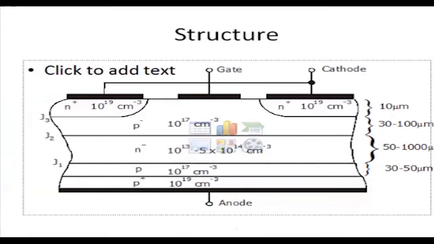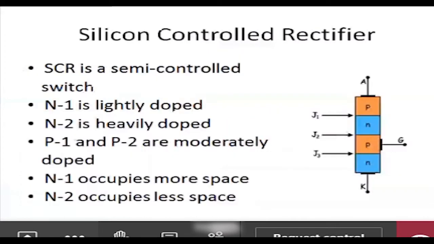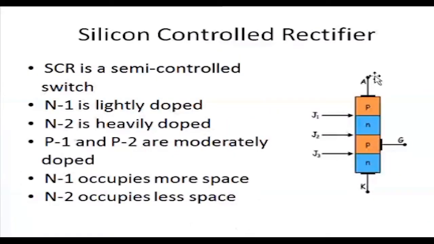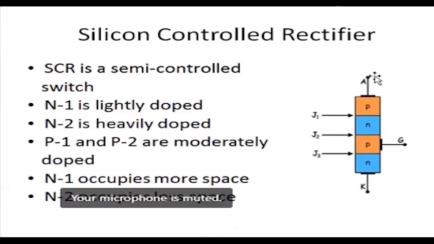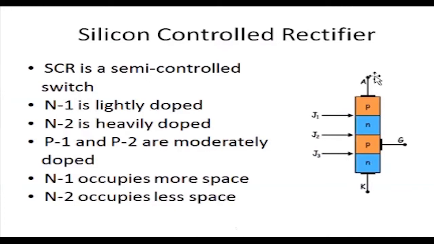When SCR is forward biased without gate, I'm talking about without gate, J1 and J3 are forward biased, whereas J2 is reverse biased. This reverse biased junction acts like a barrier and blocks the flow of current from anode to cathode. Therefore, in forward bias condition, J2 is responsible for blocking the current. That's why it acts like an open switch.